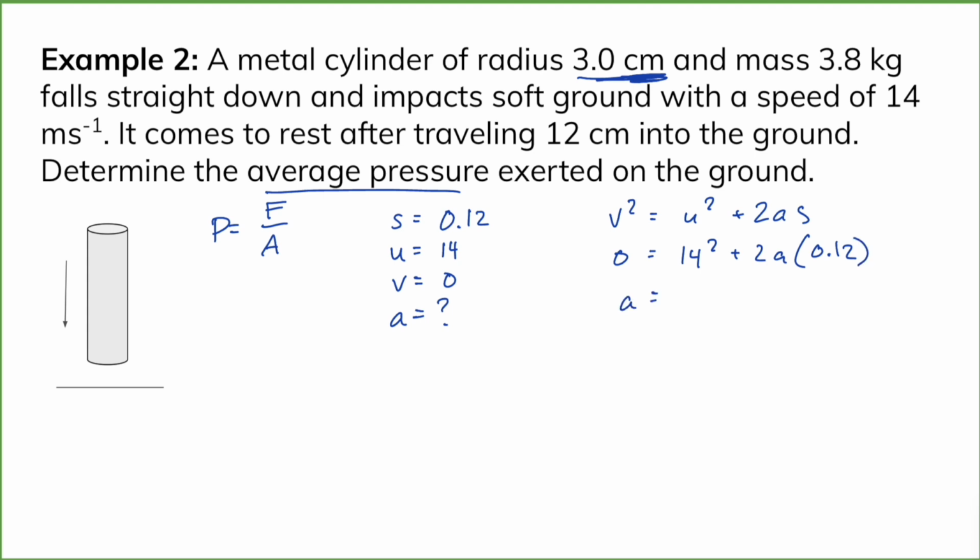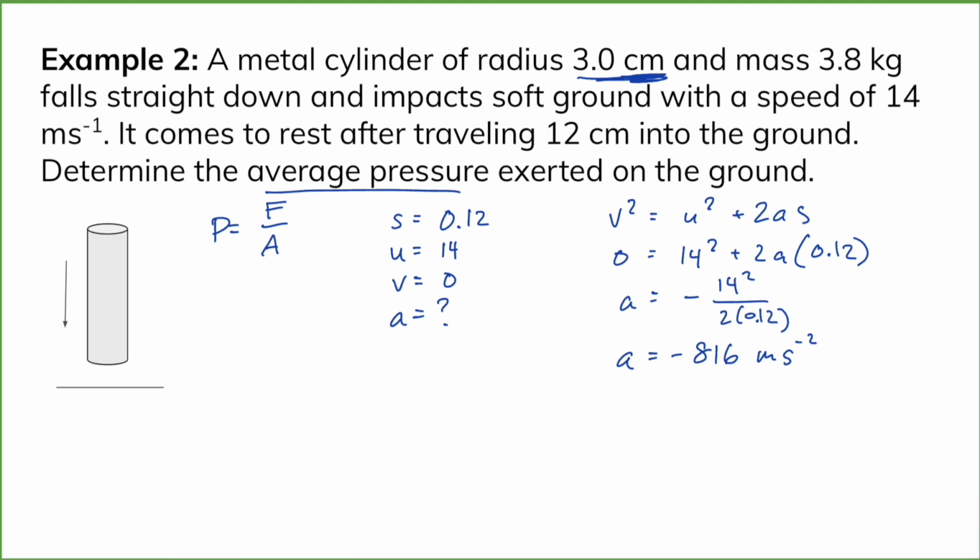So a is going to be negative 14 squared over 2 times 0.12. I'm going to plug that in my calculator, and I get an acceleration of negative 816 meters per second squared. So that's a super high acceleration. But thinking of that, it's a metal cylinder. It's falling into the ground, comes to rest only after 12 centimeters. So it's going to have to change its velocity pretty rapidly.